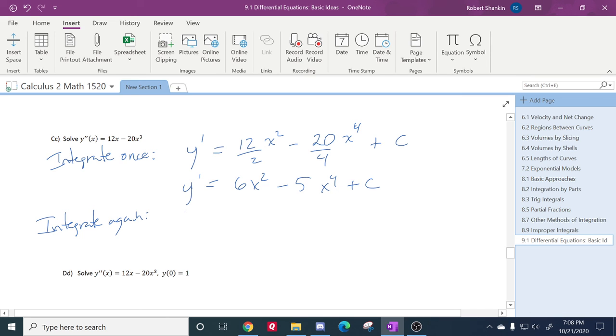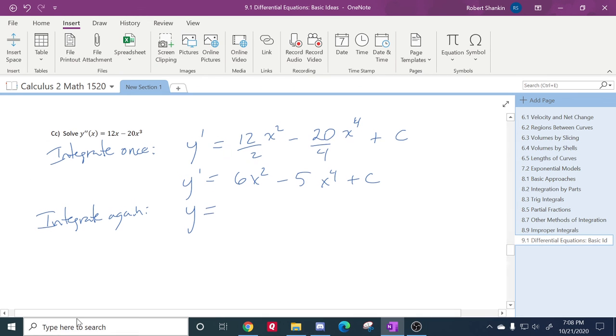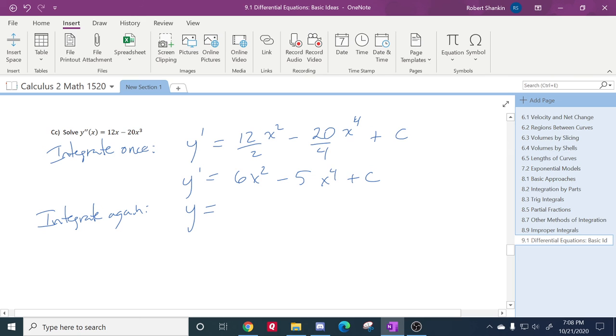And then the y prime will just turn into y. And let me get more space here. And I get 6x cubed over 3 minus 5x to the 5th over 5. Now, when I integrate this, I get plus cx, so that its derivative is c.